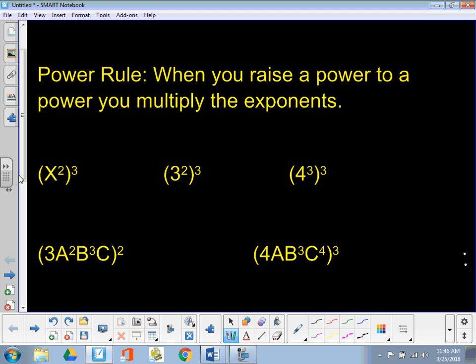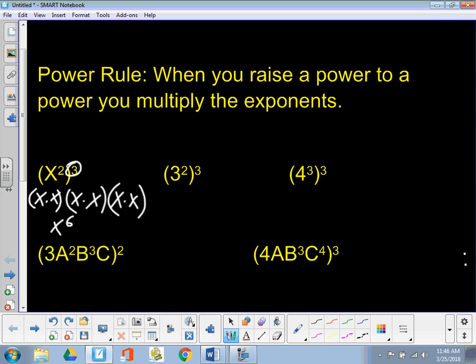Let's think about the first example here. What does x squared mean? Well, it means x times x. This 3 means that we're going to do that 3 times: x times x, x times x. When we take a look at this, we have 6 x's, which is the same thing as x multiplied by itself 6 times, which is x to the 6th power.